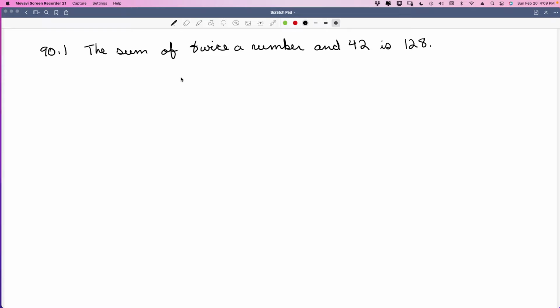All right, so 90.1 we have the sum of twice a number and 42. So don't let this distract you. When it says the sum of, that just tells you that there's going to be some numbers added together, and it's telling you to get ready because it's going to tell you which ones are being added together. So your key that you're looking for is and.